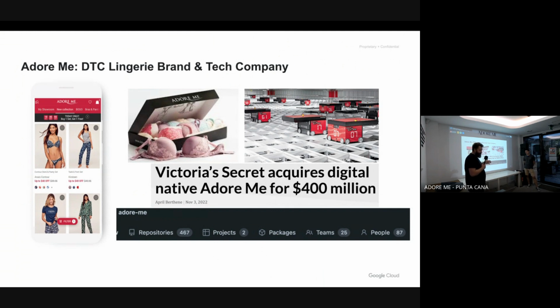So as, let's say, a vanity metric, we have almost 500 GitHub repositories, 25 development teams defined in GitHub, 90 people that need to commit code. And we were recently acquired by Victoria's Secret for $500 million. And they say they bought 2 companies in one: a profitable growing brand and the technology company. So we take that compliment.